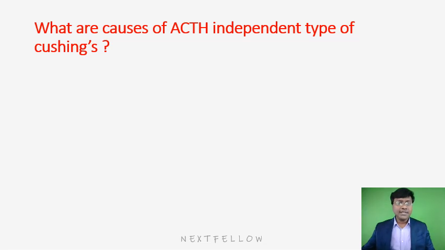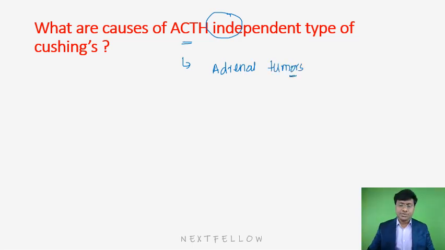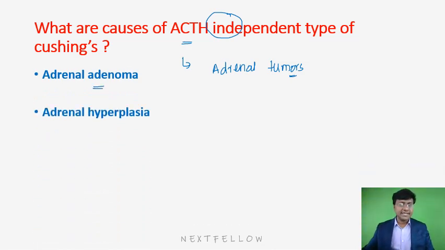Then, what are the causes of ACTH independent Cushing's? In ACTH independent Cushing's, the pathology is directly within the adrenal gland, that is the adrenal tumor. Now, what are these adrenal tumors? That includes, number one, the adrenal adenoma, followed by adrenal hyperplasia. So these will be the causes for ACTH independent Cushing's.